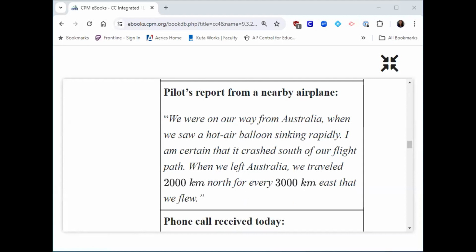Pilot's report from a nearby airplane: We were on our way from Australia when we saw a hot air balloon sinking rapidly. I am certain that it crashed south of our flight path. This is important, but hold on. When we left Australia, we traveled 2,000 kilometers north for every 3,000 kilometers east that we flew.